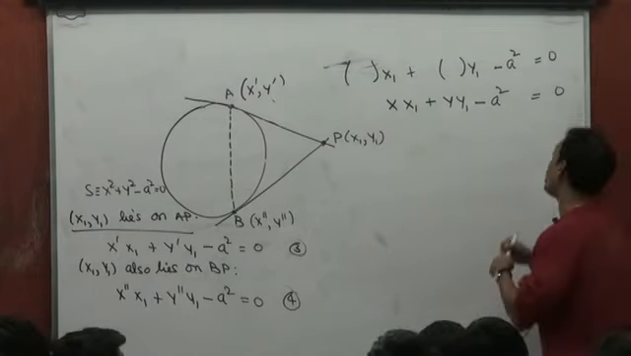It's a straight line for sure, right? Now, my question to you is, does x prime, y prime lie on this straight line? How would you know? If you replace x and y by x prime, y prime, and if this is still 0, then x prime, y prime lies on the straight line.